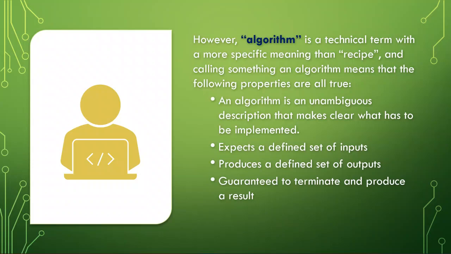However, algorithm is a technical term with a more specific meaning than recipe. Calling something an algorithm means that the following properties must be true. I'm just including this to give you a feel for the more technical definition of an algorithm when we get into data structures. An algorithm is an unambiguous description that makes clear what is to be implemented, expects a defined set of inputs, produces a defined set of outputs, and is guaranteed to terminate and produce a result.